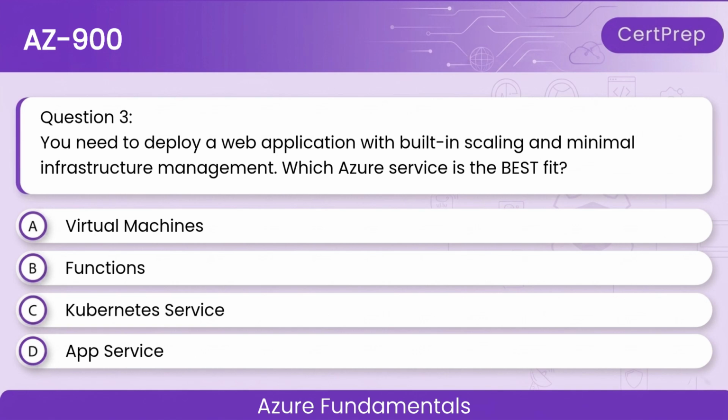Question 3. You need to deploy a web application with built-in scaling and minimal infrastructure management. Which Azure service is the best fit? A. Virtual machines. B. Functions. C. Kubernetes service. Pause for 5 seconds and look for the option that balances control and simplicity for web hosting.